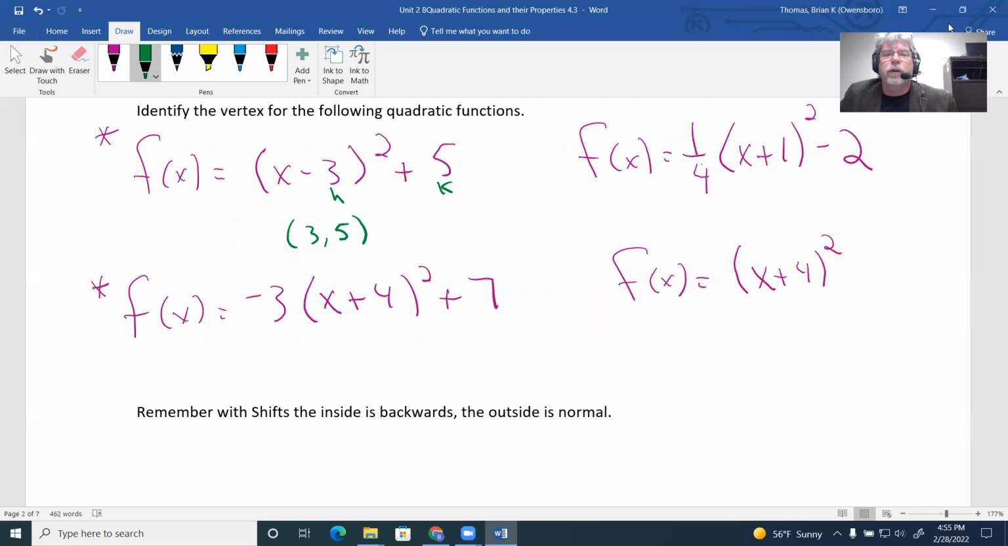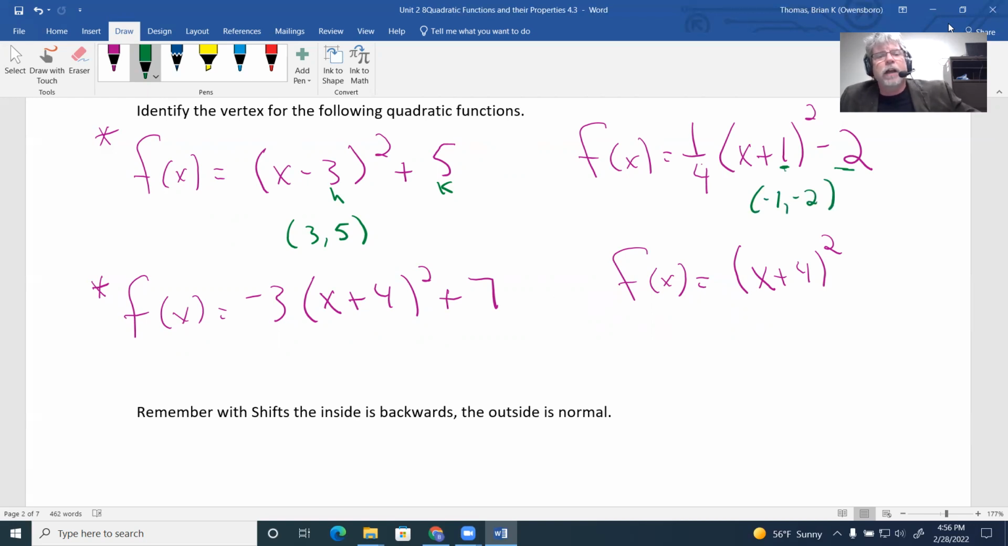If I look at this next equation, I have f of x equals 1/4 times x plus 1 squared minus 2. Notice how again your vertex is going to be this and this, but notice how this is a plus 1. Remember, inside is always backwards, so that really means a negative 1, and the outside stays the same, a negative 2.